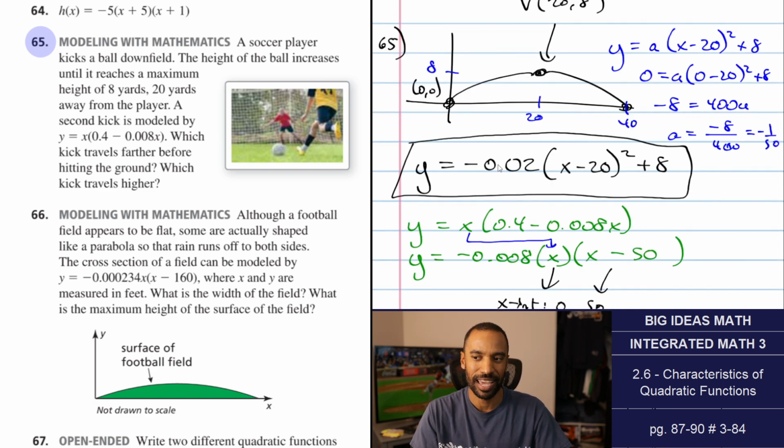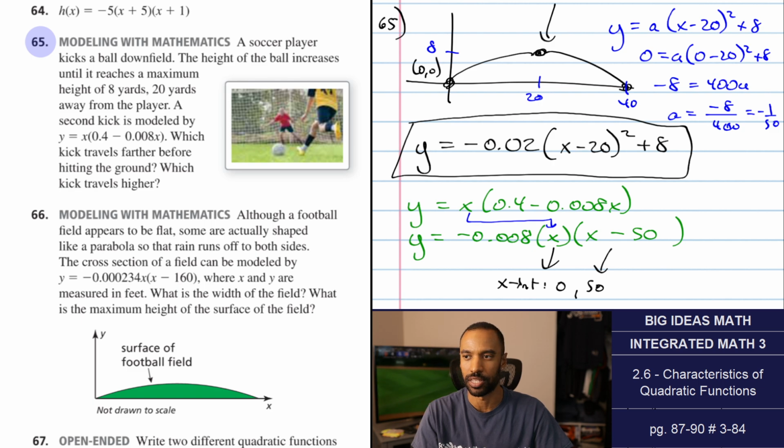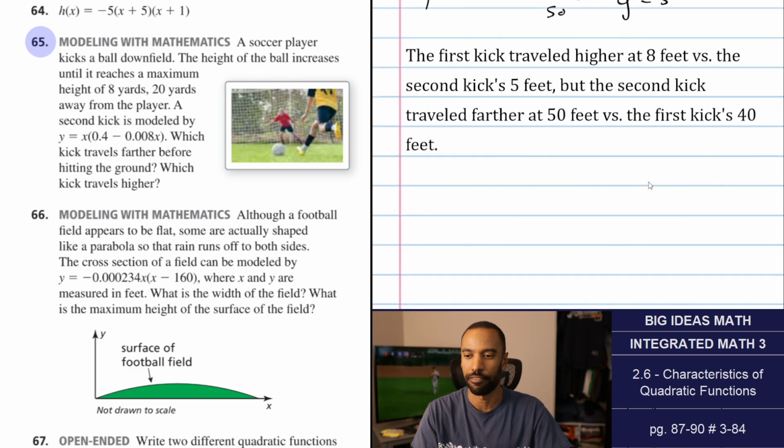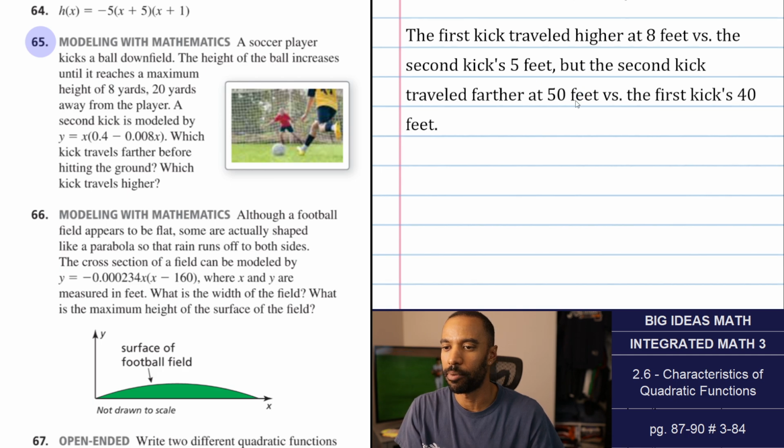This first part, I didn't actually use that model. Apologies for jumping into that part. Good extra instruction if you're doing the problem with me. All right, let's jump to number 66.